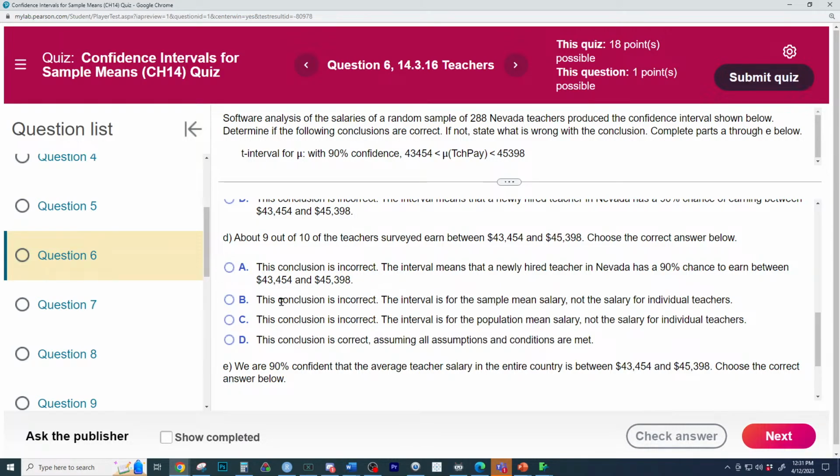No. The interval, I think we might just repeat this again. The interval is for the population mean, not for the salary of individual teachers. It's not for the sample mean, and this is also not correct. The interval means that no, not a single one right there.